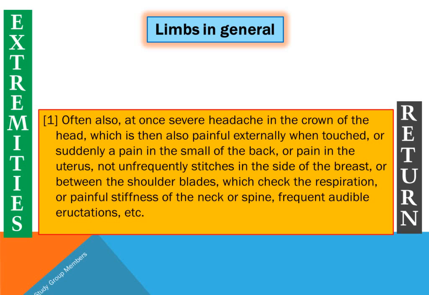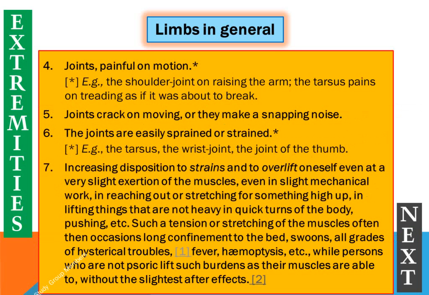Uterus, because this hysteria word had a history, that hysteria means suffering connected with the uterus. So here pain goes to the abdomen, you may say, not frequent, or pelvis, not frequently stitches in the side of the breast or between the shoulder blades, which check the respiration, or painful stiffness of neck or spine, frequent audible eructations. That is multiple hysteric symptoms which today's knowledge may also associate with somatic anxiety.